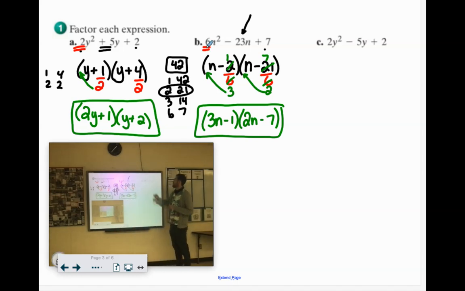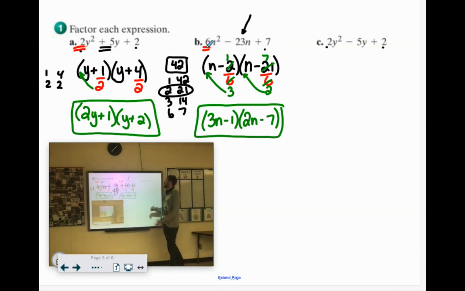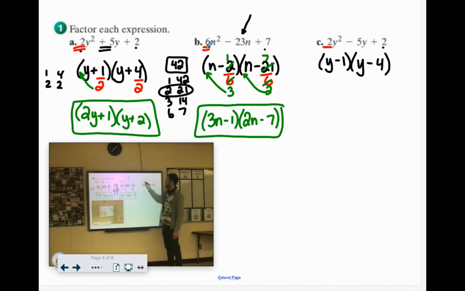Last one. 2 times 2 is 4. We have the factors of 4 over here on A. We need a set that adds up to 5 again, but this time negative 5. So they'd have to both be negative. Y minus 1, y minus 4. We'll try to divide them by the 2 because the 2 is in front.